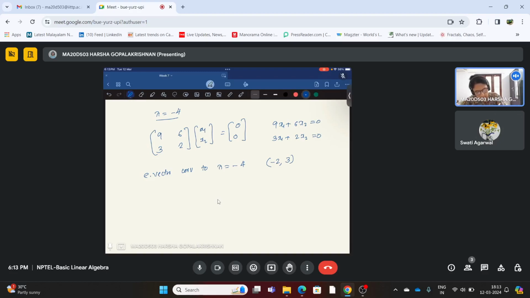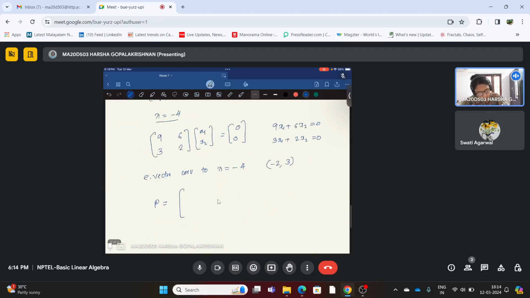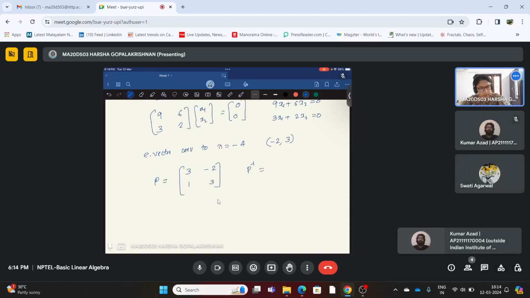If we are taking P as, corresponding to 7 we got 3, 1, and corresponding to minus 4 we got minus 2, 3. Okay? And what is P inverse? Can you say quickly? P is 3, 1, minus 2, 3.